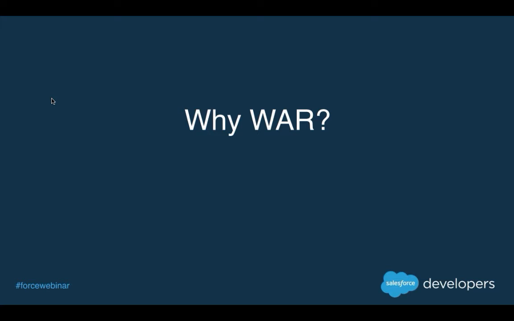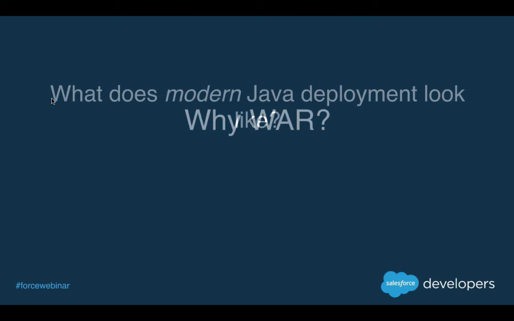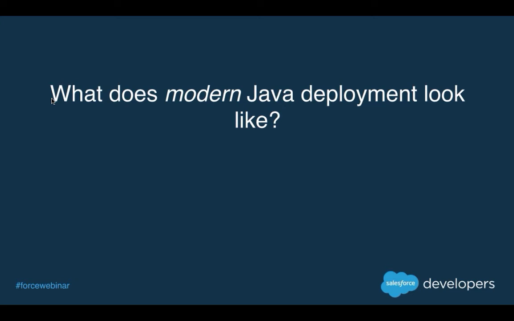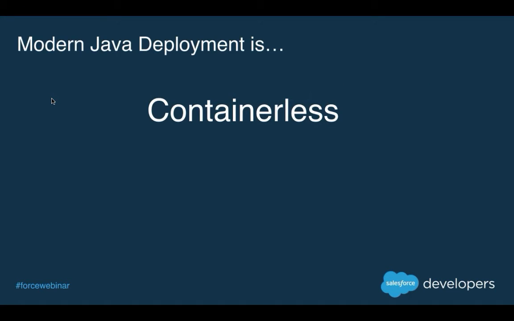It slows things down. So when it comes to modern Java deployment, what does it look like? Ultimately, it's containerless. What Java frameworks are starting to move towards is getting rid of servlet containers like Tomcat or JBoss that sit outside of your application, inverting the model and putting the thing that binds to a port and handles HTTP requests inside of your application.